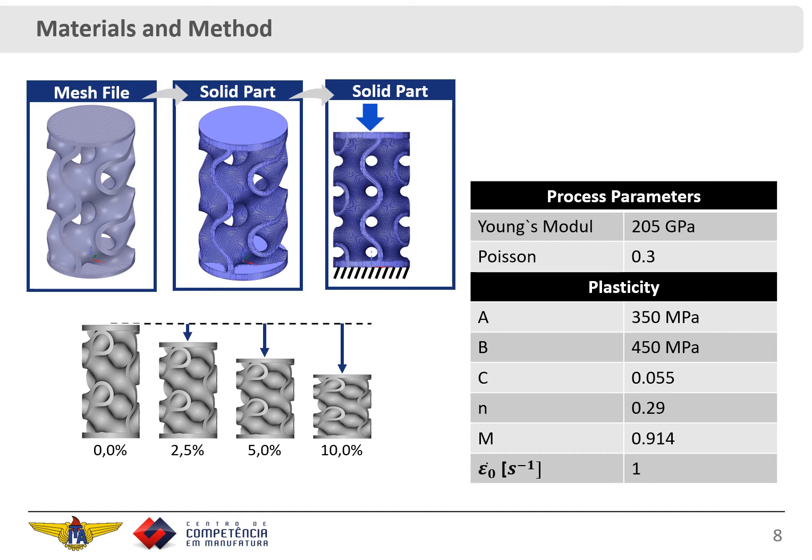Moving forward to the finite element design. The first part of the finite element is to convert the mesh file into a solid part, and then we can proceed with the compressive test. The compressive test was made by applying a prescribed displacement and restraining the bottom of the part. And basically we have some material data found in the literature.